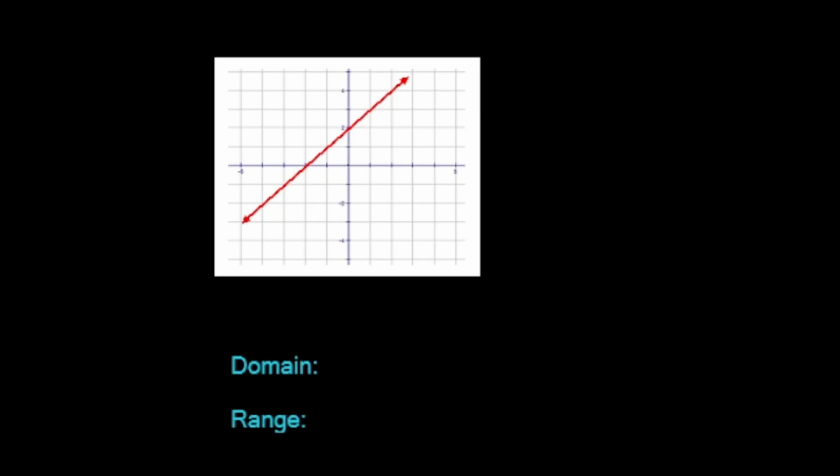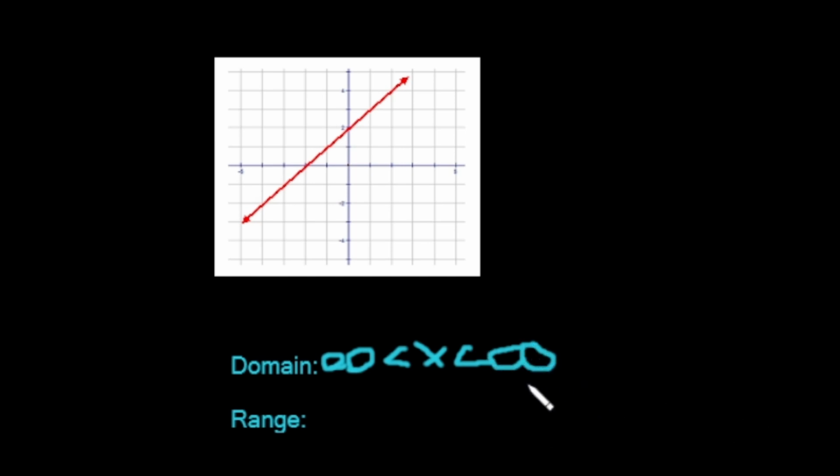Okay, so let's say we have the following graph here. So what would the domain and range be? Since the graph goes on infinitely, both sides shown by these arrows, the domain would be negative infinity is less than x, which is less than infinity.